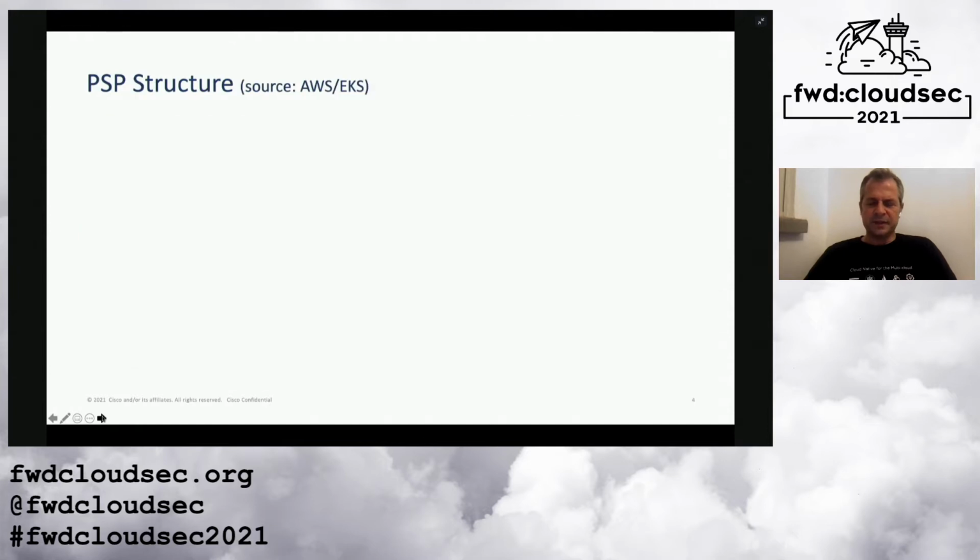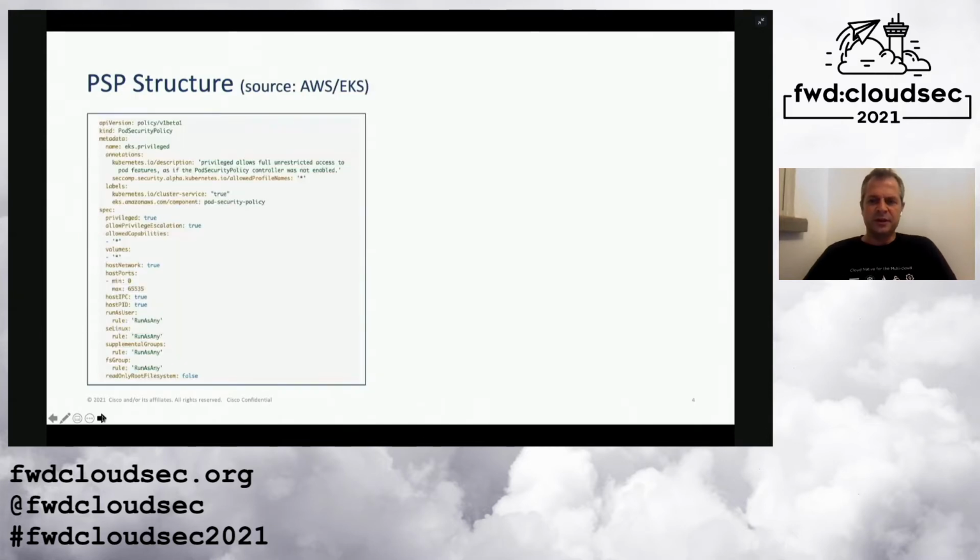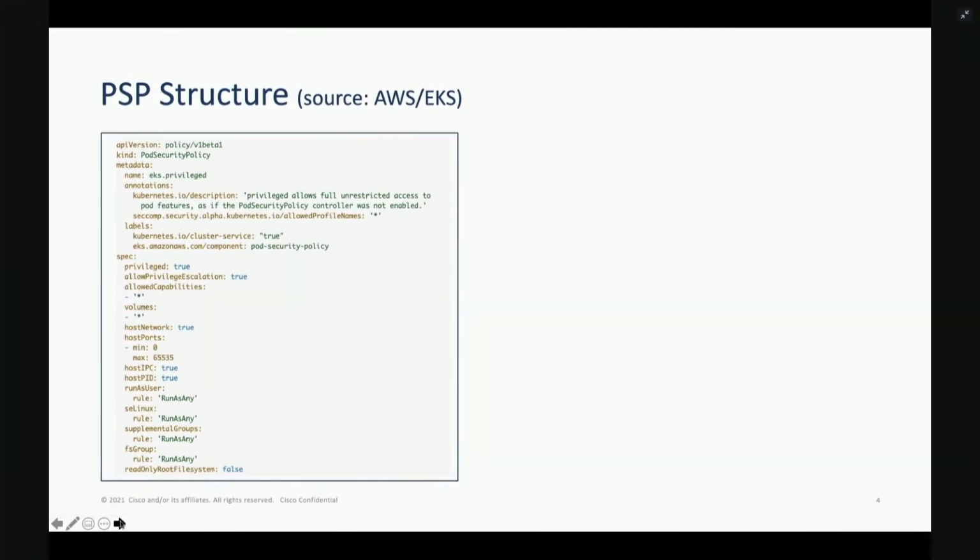Now, let's take a look at an example, which I took from AWS EKS. On the left side of the screen, we have the policy. This is where we define the security context of the pod. Take a look, for example, at the spec. You can see that in this case, this is a very permissive policy. The pods can run privileged, which is not a good security best practice in Kubernetes.